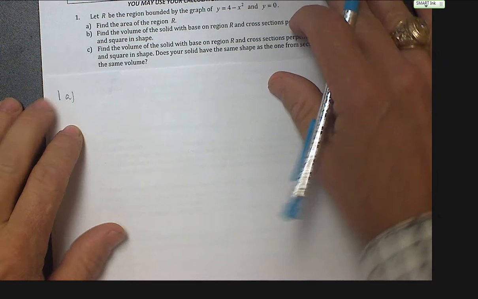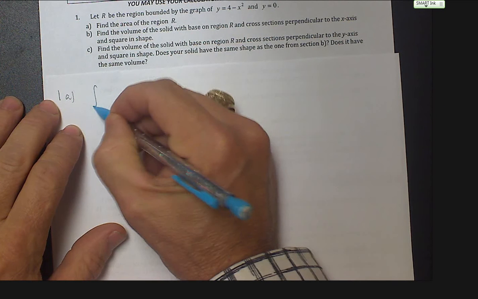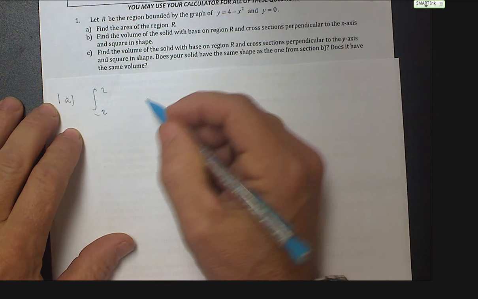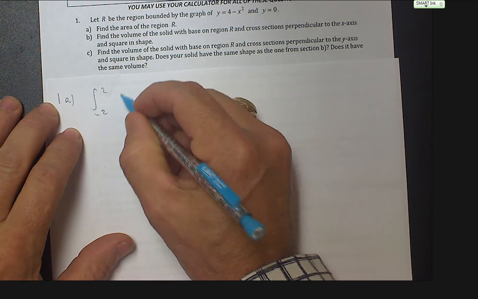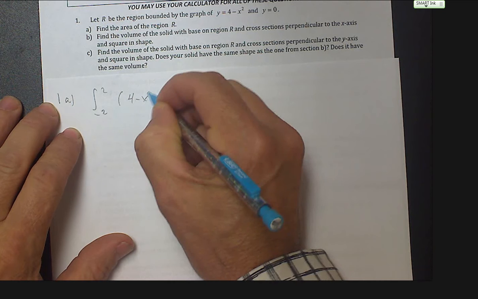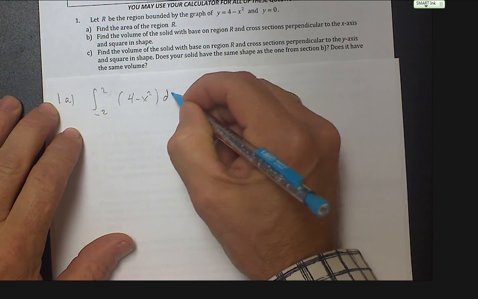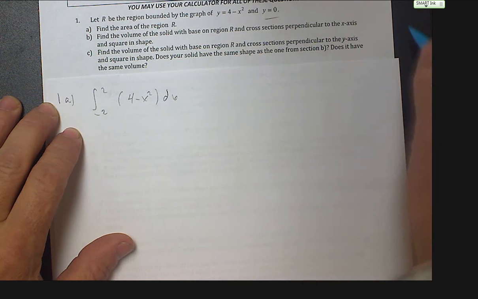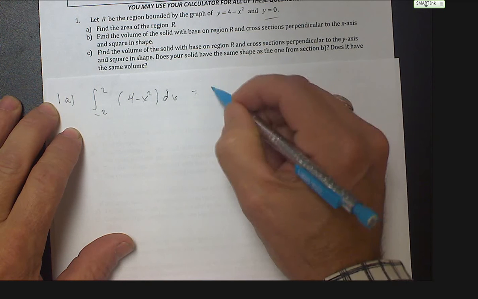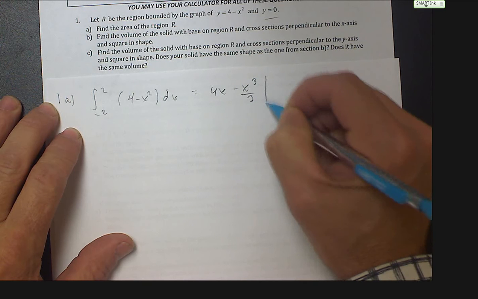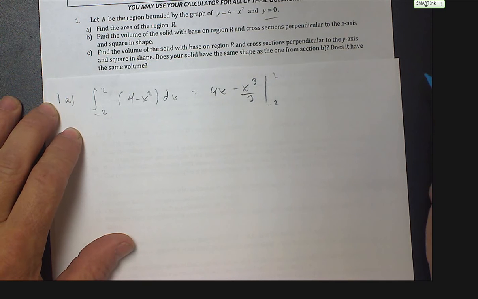Alright, so area is just the integral from -2 to 2 of f minus g, so of 4 minus x squared minus 0, right? So let me worry about the 0 right there. So that's going to be 4x minus x cubed over 3 from -2 to 2. Is that correct? Agree with that?